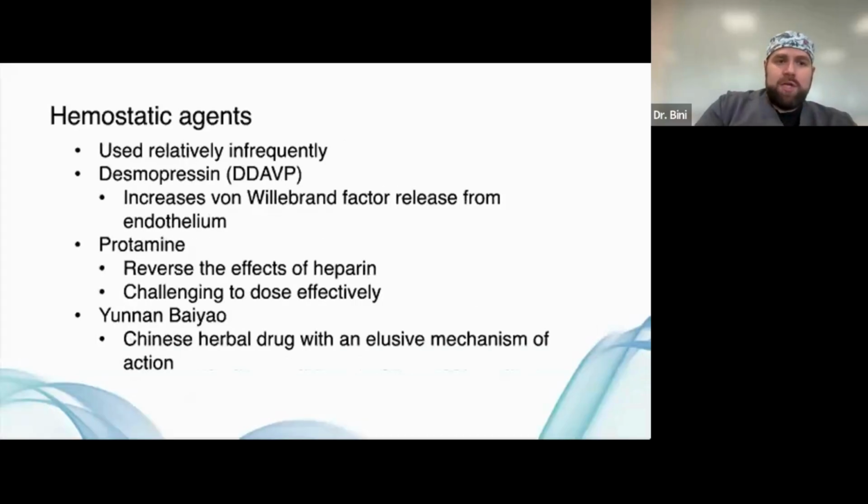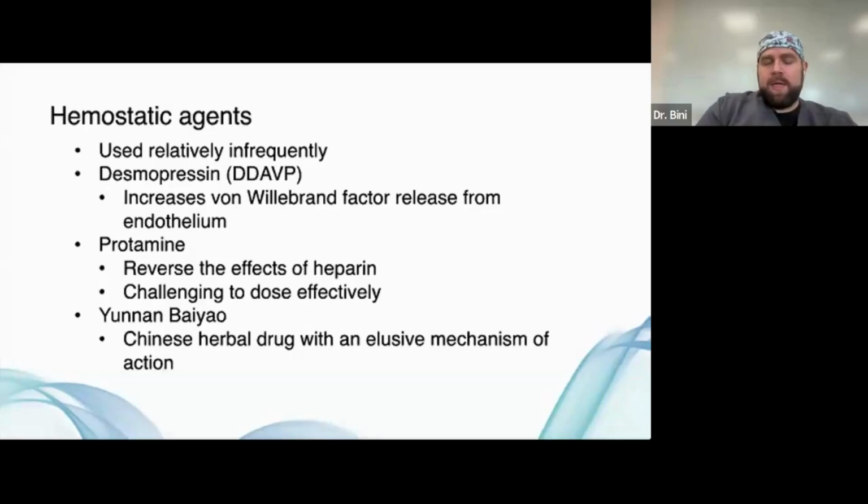And then you can use desmopressin. This is used relatively infrequently, but it does increase von Willebrand factor release from the endothelium. A lot of people use this for patients with von Willebrand disease, but it can be used to increase coagulation in normal patients as well.